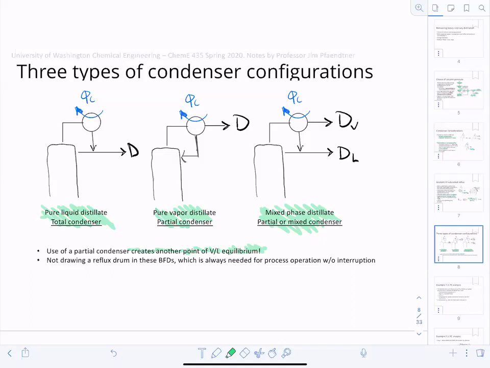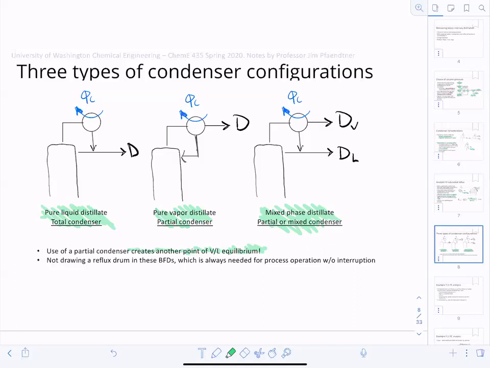Here's a question. Why don't we get pure liquid distillate if it's a total condenser, but pure vapor distillate if it's a partial condenser? This is by convention. All I'm saying here is when you have a partial condenser, this middle one, you're removing enough heat to condense some of the material, but not all of it. So that creates two phases, vapor and liquid. And the common way that this is used in industry is to get rid of some vapor.